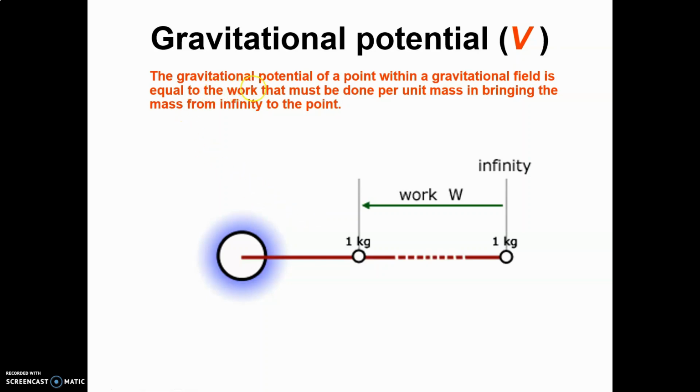So it defines the gravitational potential of a point within a gravitational field as equal to the work that must be done per unit mass, or per kilogram, in bringing the mass from infinity to that point. So if you look at the diagram below, it's the work done to bring that mass from infinity to a certain point. So I would say really quite a tricky topic.